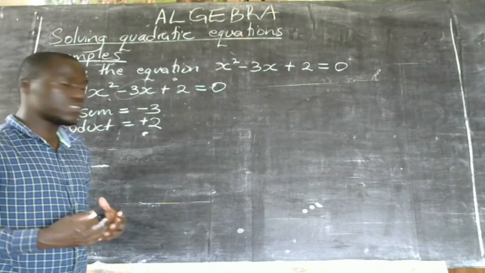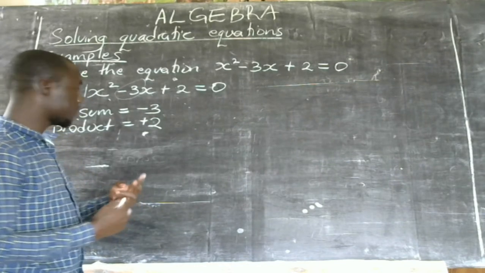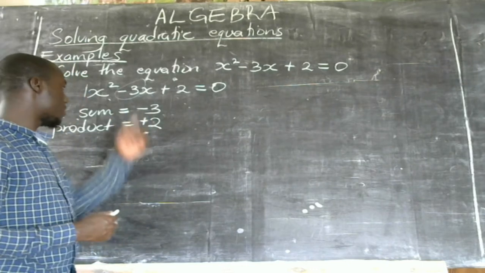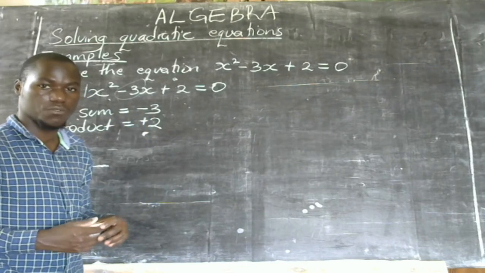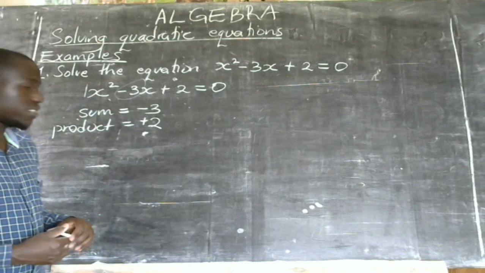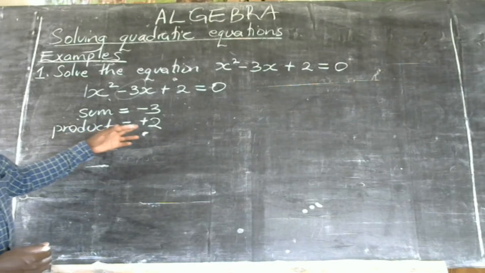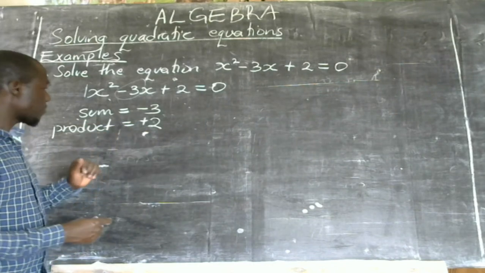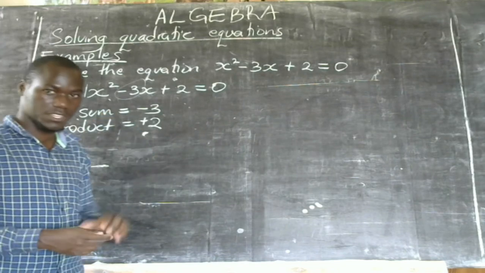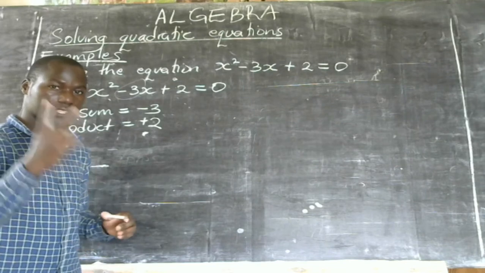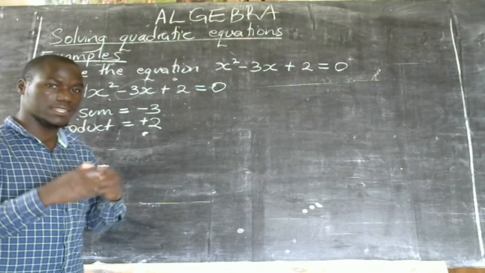Now, we need to get two factors that give us a sum of negative 3 and a product of 2. When factorizing quadratic expressions, we say that those two factors come from the factors of the product. That is, you can list down the factors of the product, then identify them. Now, 2 is a prime number. It has only two factors, that is 1 and itself.